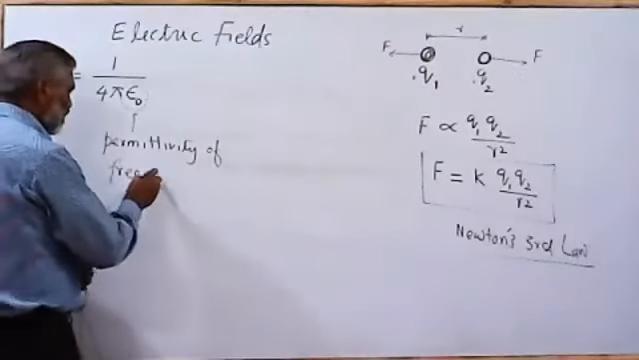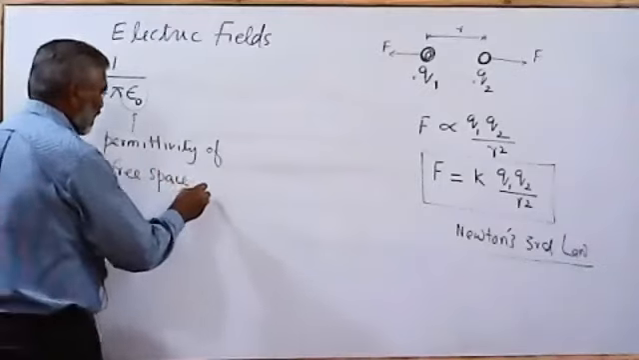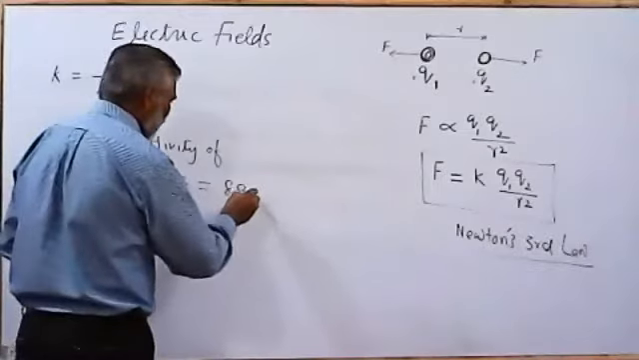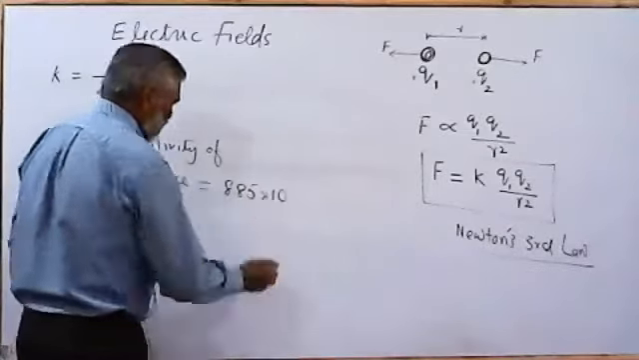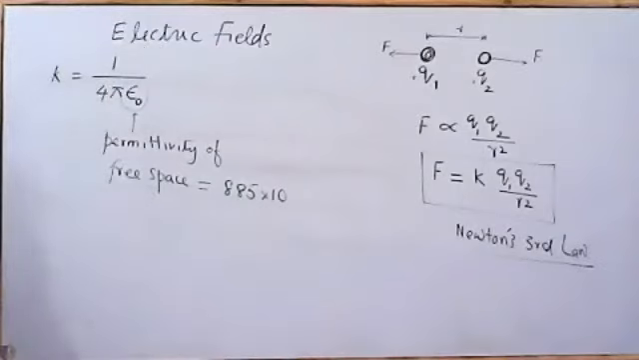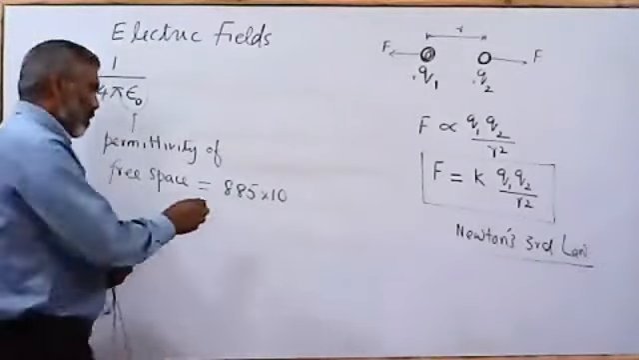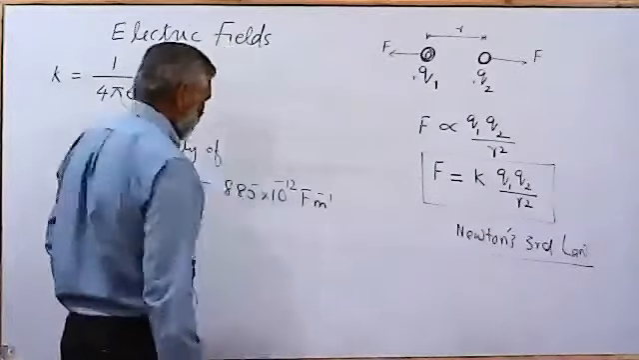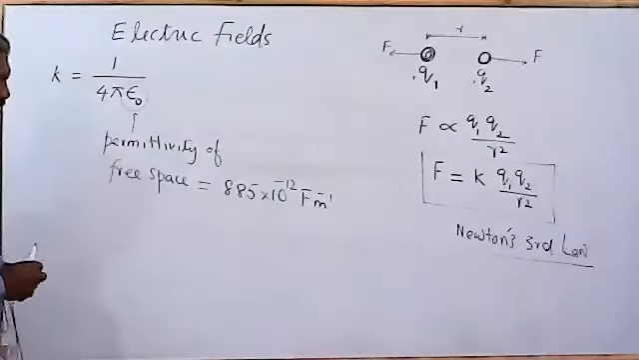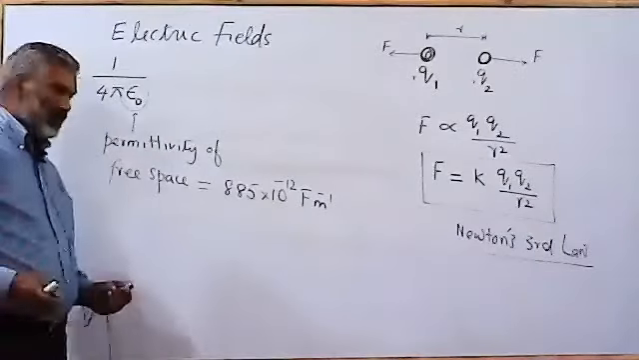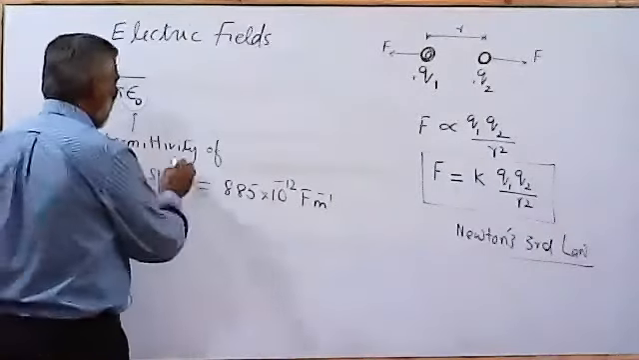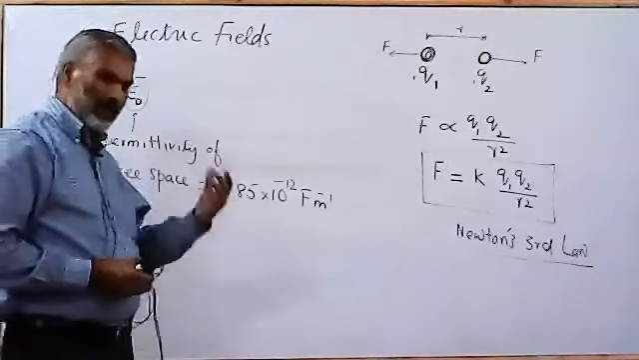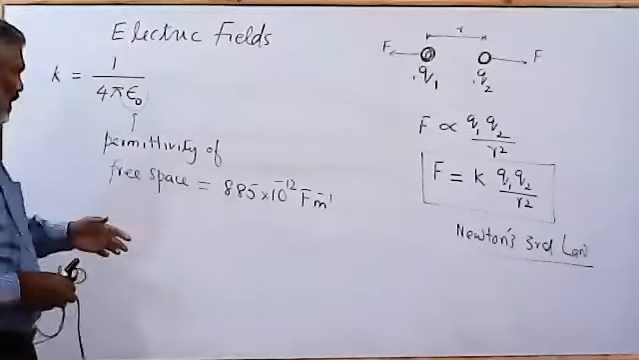Its value is given in the data booklet, and it is 8.85 into 10 raised to power minus 12 farad per meter. No need to memorize this, and no need to learn the definition of what permittivity is, but let me give you some idea for your understanding.